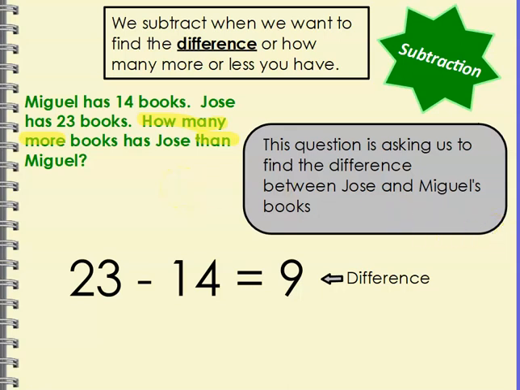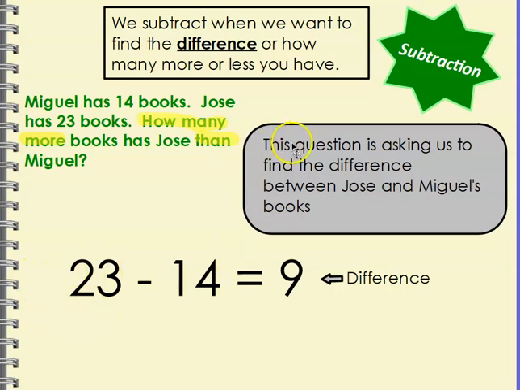I can tell by looking at my numbers that Jose has 23 books and Miguel has 14 books. Jose has more books than Miguel. We just have to find what is the difference. How many more does Jose have than Miguel? So if you look down, we wrote a number sentence again. So we would have Jose first, 23, because Jose has the most. We can't take Miguel's number from Jose's number because he doesn't have enough to take 23 away from 14. Remember, for subtraction, your biggest number will always, always, always come first.